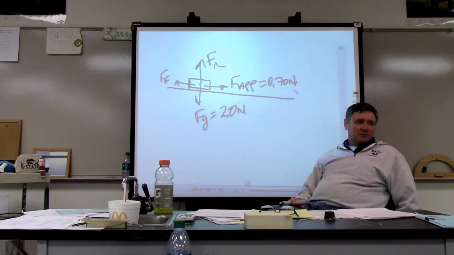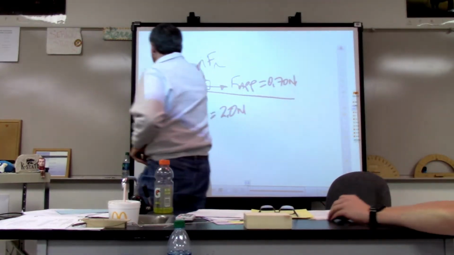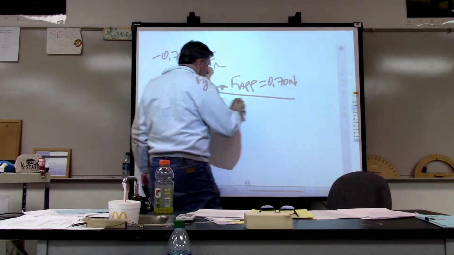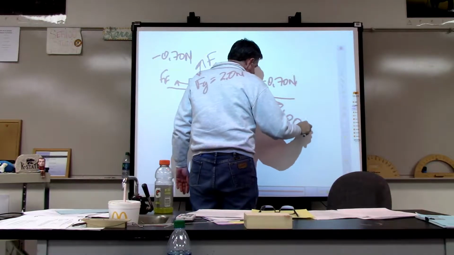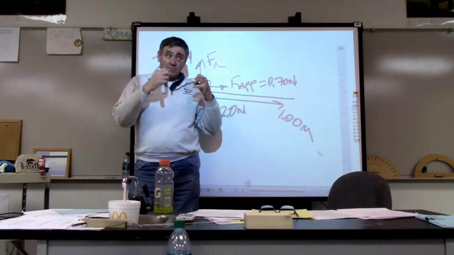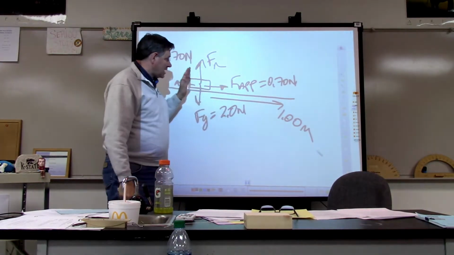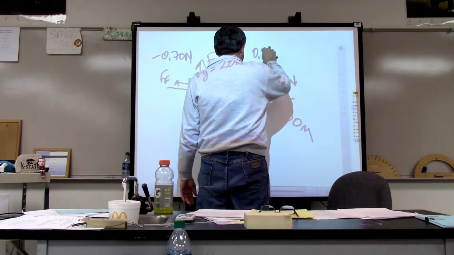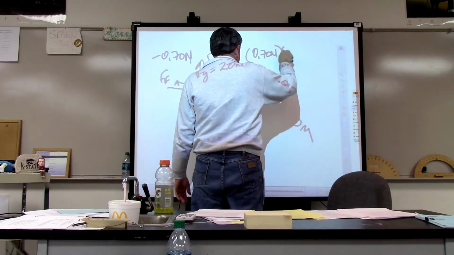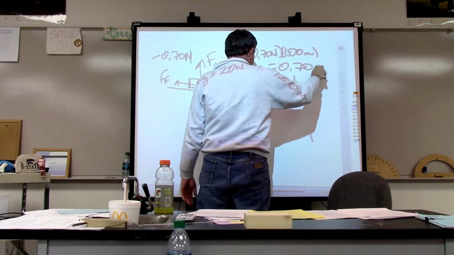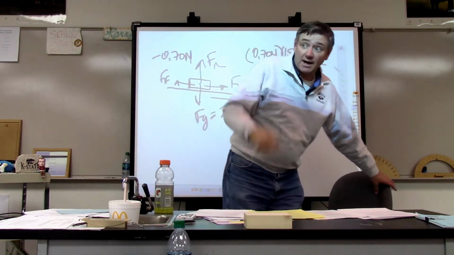Don't make this difficult. If you're pulling it at a constant velocity, it's negative 0.7. Negative 0.7. Okay. So here's the deal. Let's say that I pull this thing 1 meter. If you look at the work that I do, I'm going to apply a force of 0.7 newtons over a distance of 1 meter. I take 0.70 newtons times 1 meter, and I get 0.70 joules. That's the work that I did.